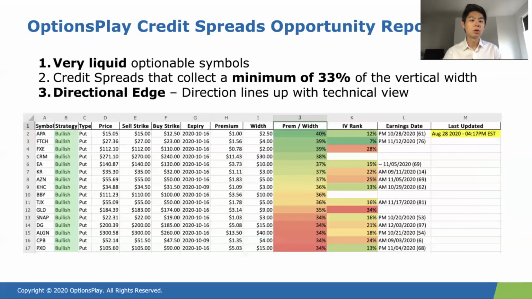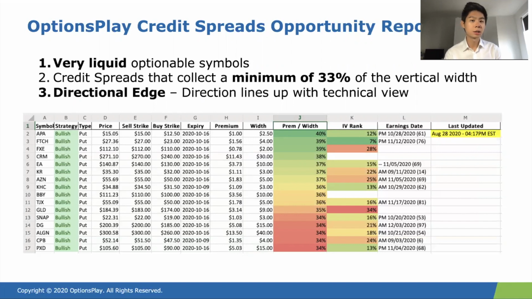So we created the new credit spread opportunity report to, number one, scan for only the most liquid optionable symbols as the universe of stocks. Out of the 4,200 names, you only have about 200 to 300 names each day that are very liquid. We're only looking at this list so that when we're finding opportunities, we know that we can usually get filled at the midpoint for any of these strategies that we're selecting.